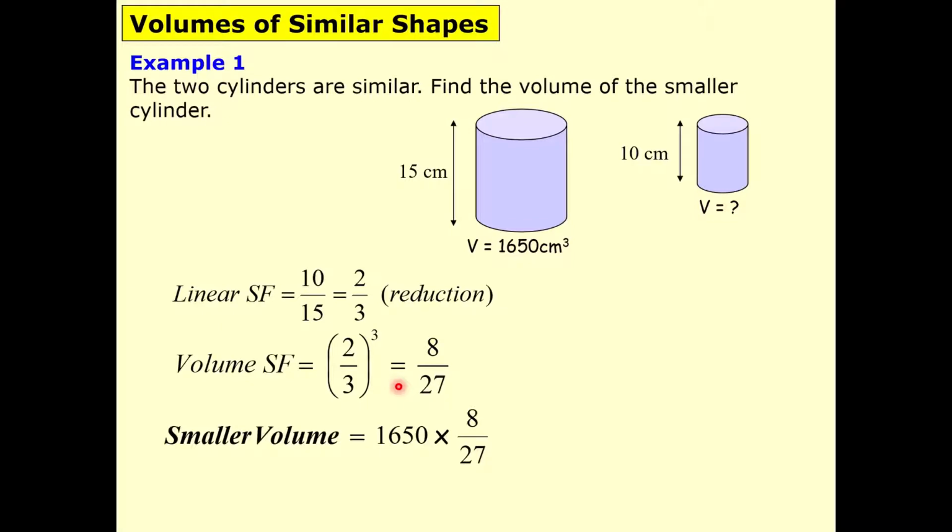So to do that, we're going to take the volume of our larger cylinder, 1650, and multiply it by our new volume scale factor. So you will need your calculators to do this one. So pop that in your calculator, you would get 488.888 and so on. This unrounded answer is really important. In some cases you could lose a mark if you don't put that in. So then we're going to round it to a sensible answer. Let's round it to 1 decimal place. So 488.9, and this time we've got cubed centimetres.